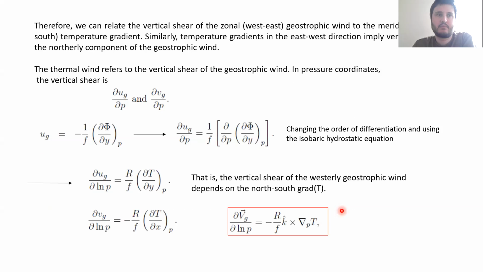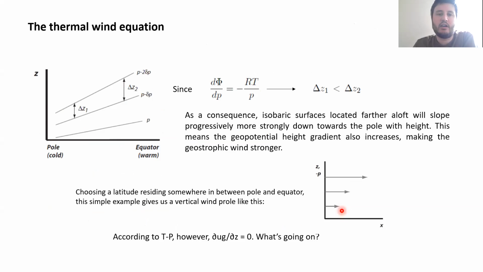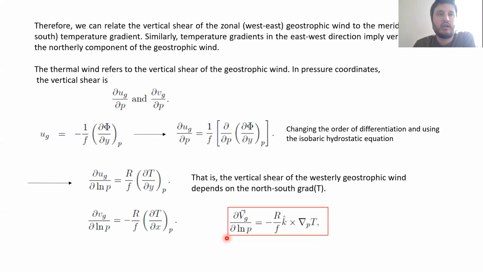Okay, so this is just an intuitive way to get an intuitive understanding of the thermal wind equation. Let's try to get an expression of the velocity change with respect to altitude.